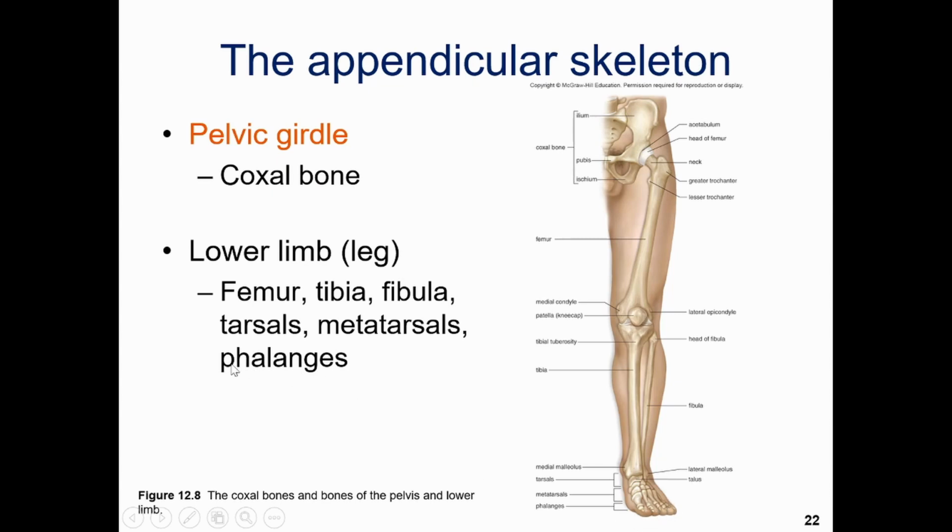So you notice phalanges we use twice, right? It's just a general term for the bones that we find in the digits, right? Your fingers and toes.